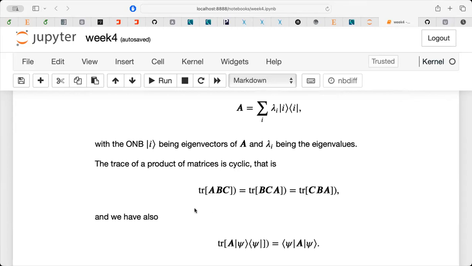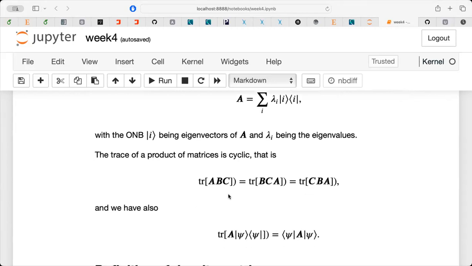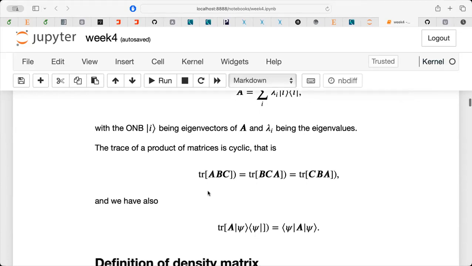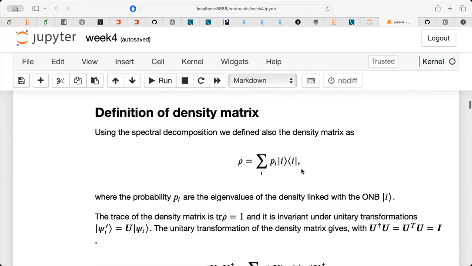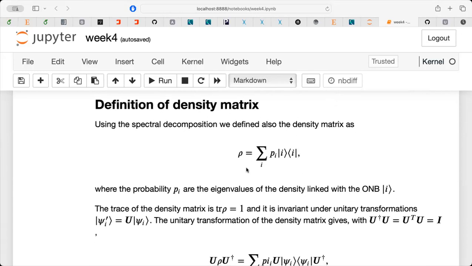The trace of a product of matrices is a quantity which I just wanted to remind you of. We have also shown that this trace can be rewritten as the expectation value of this operator A in the state psi. And then the density matrix is a quantity which is now written out in terms of a probability. These are the states, the orthogonal basis states, which we use to define the density matrix.